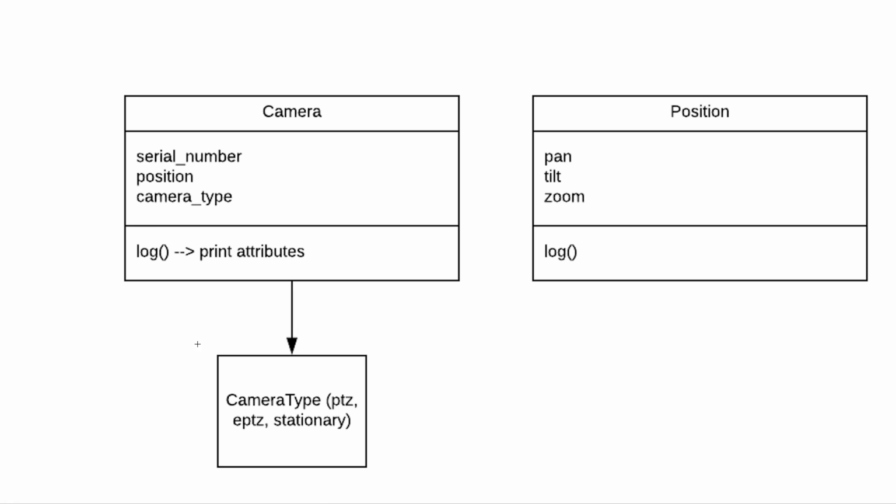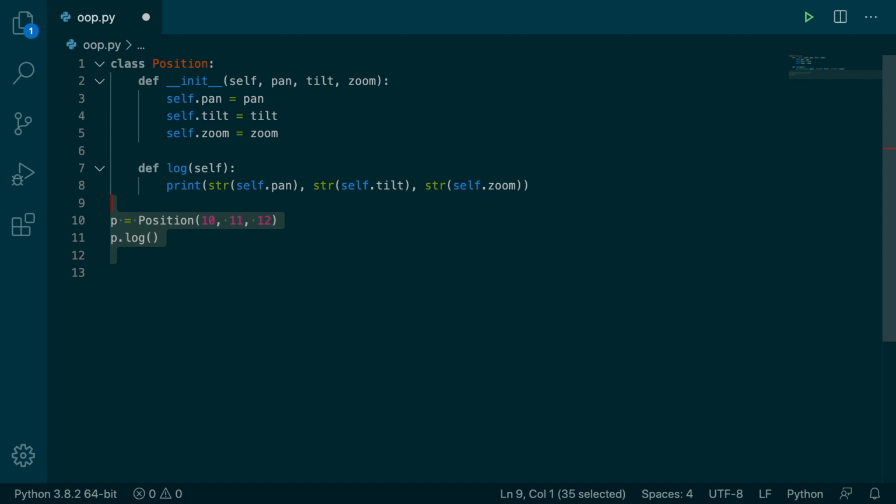The reason I'm not starting with this camera type enum class is because it's actually going to be defined within the camera class. If you defined it outside of the camera class, that's fine. Everybody's going to do it a little bit different. However, I'm going to do it inside of the camera class. So let's discard this and then say class camera.